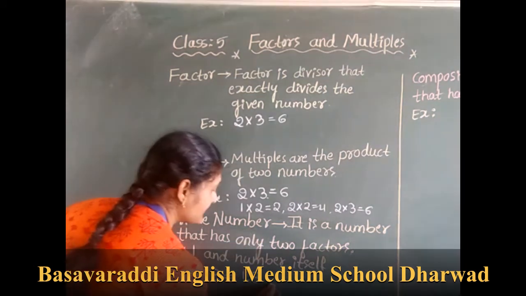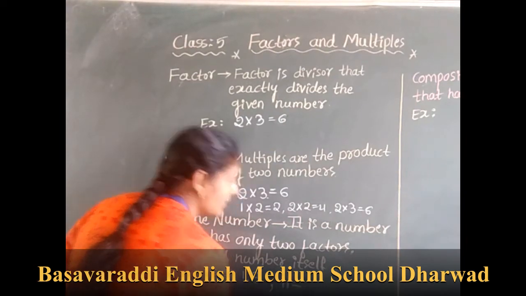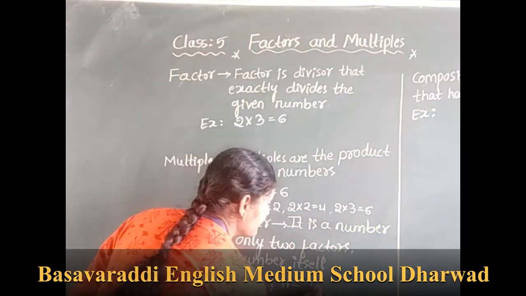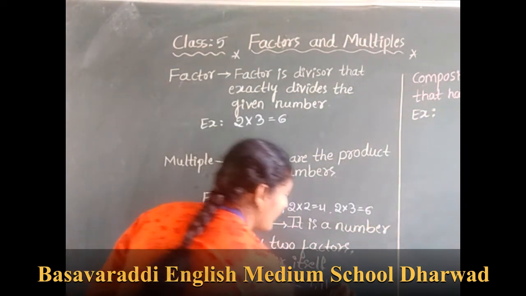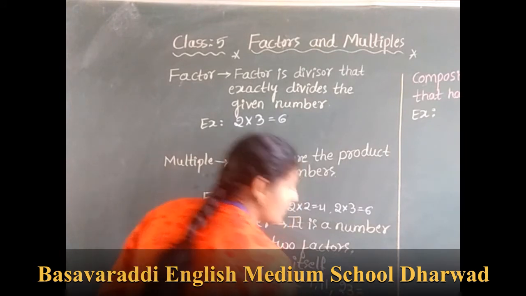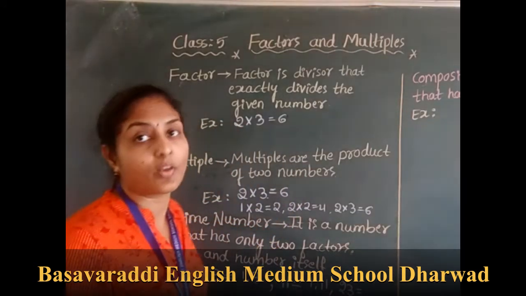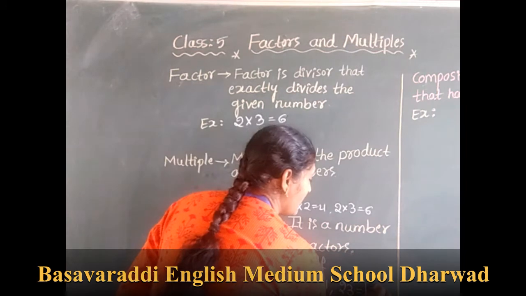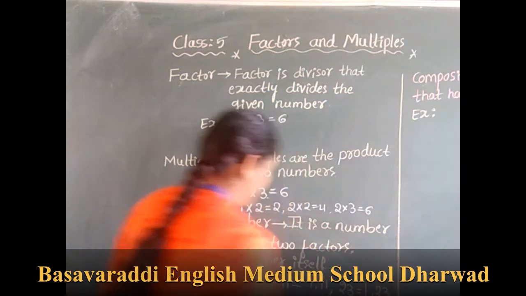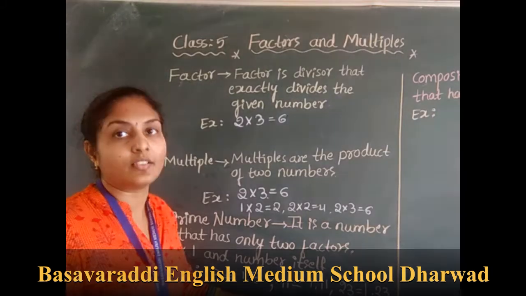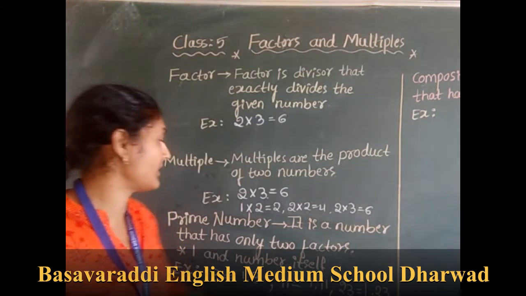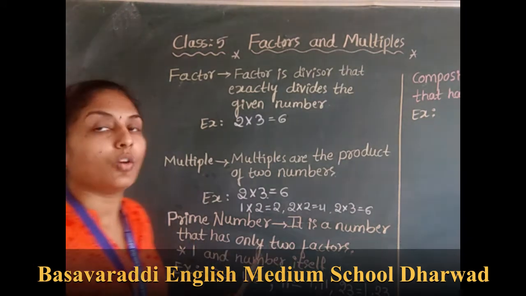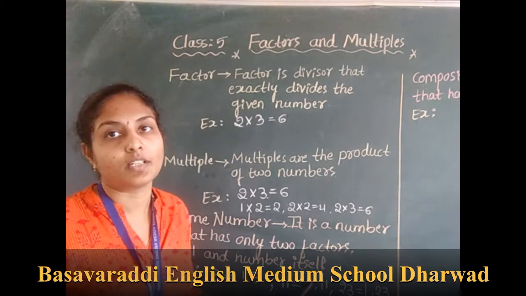And one more example, 11 is also divisible by 1 and 11. One more example, 23. 23 also has only two factors there, 1 and 23, that means 1 and the number itself. So 3, 11 and 23, these three examples are for the prime numbers. A prime number is a number that has only two factors, 1 and the number itself.